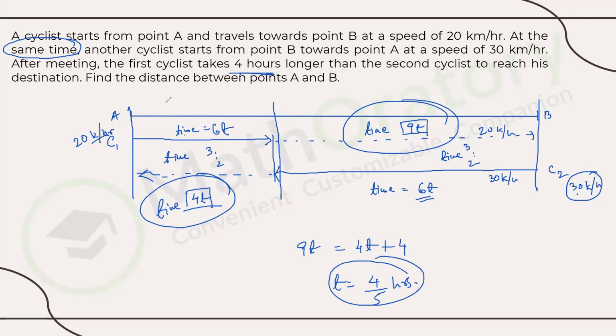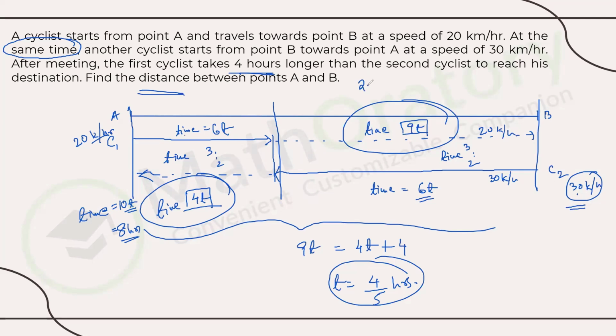So what is the question looking for? The distance between the 2 points. So take the easier one. I mean, either one will work in this case, I guess. This one, the total time is 6t plus 4t. So that is 10t. So cyclist 2 takes 10t amount of time to reach this point A. And t is 4/5. So you substitute, you get 8 hours. And remember, cyclist 2 was traveling with the speed of 30 km per hour. So the distance will be 30 into 8. That is 240 kilometers.